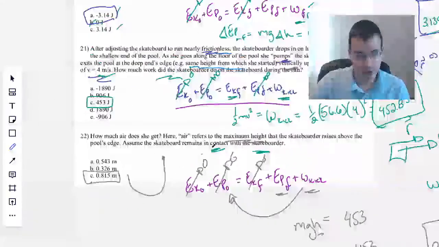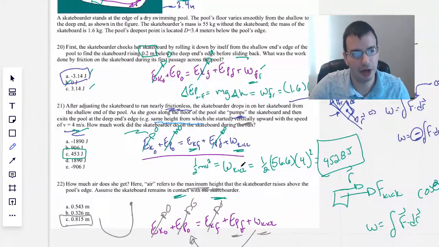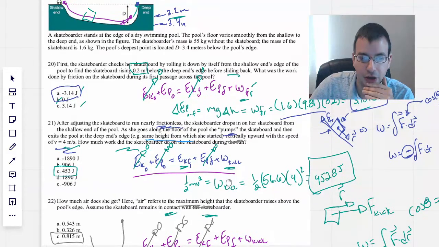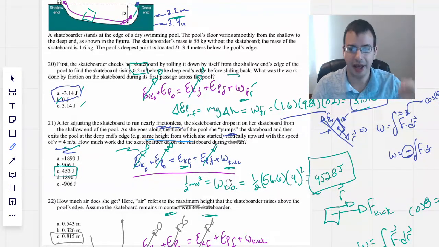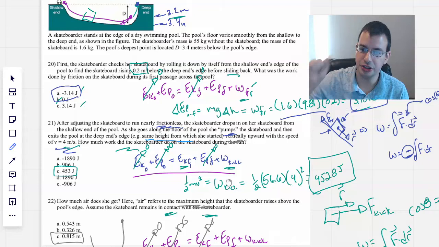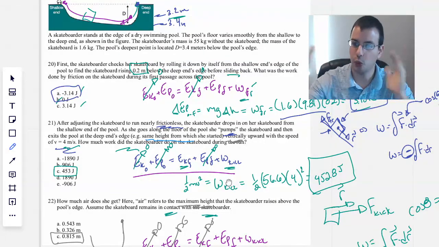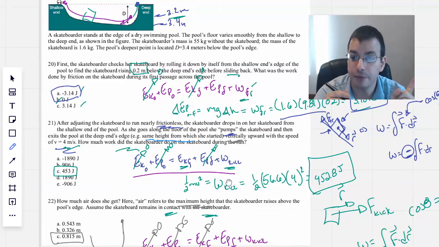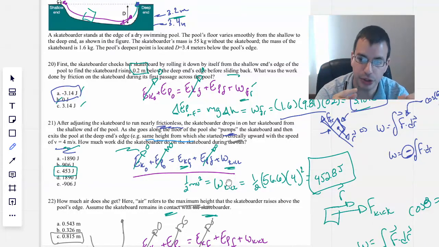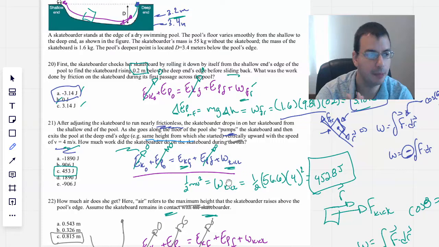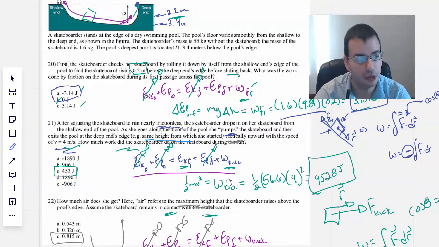Okay. So to backtrack, let's look at what we did on this problem. This is basically just a balance of energy problem where we had our initial kinetic energy and potential energy, and our final kinetic energy and potential energy. And then we had something that went on between the two. First was friction, which opposed motion. And since you had the friction opposing the motion, you had negative work done. And then we had the skateboarder kick, which was positive work added.